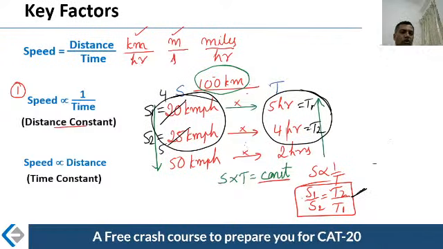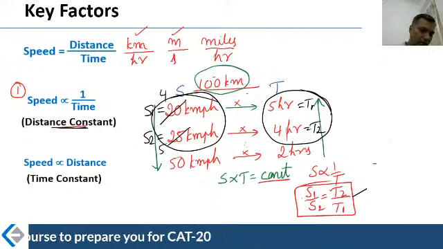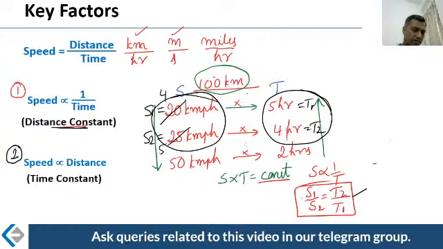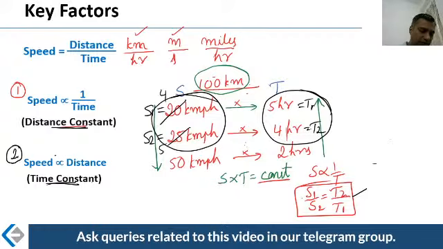Now this is what I want you to remember. That's what you mean when the distance is constant: speed and time are inversely proportional. Similarly, I can illustrate the second point with the same kind of numerical example. When time is constant, speed and distance are directly proportional. I believe you would have understood what I meant by this.